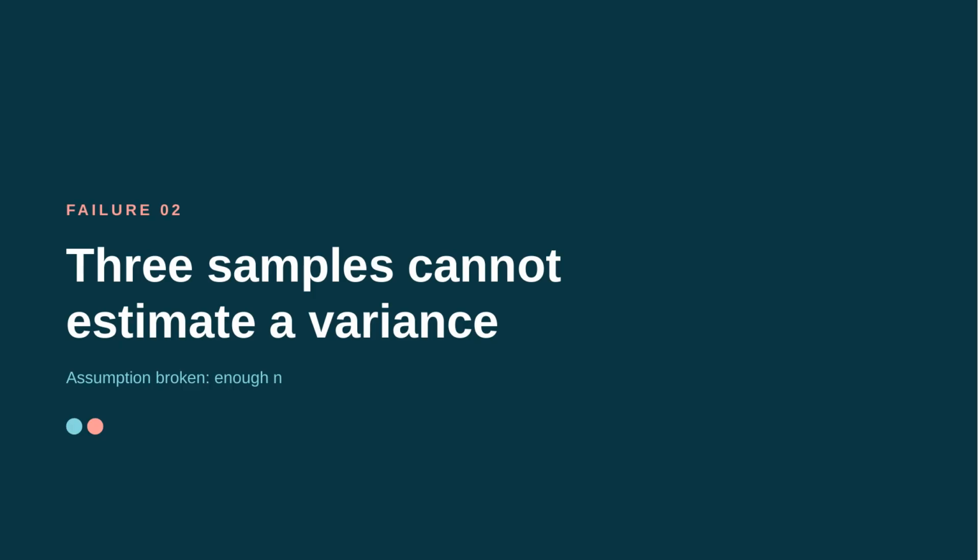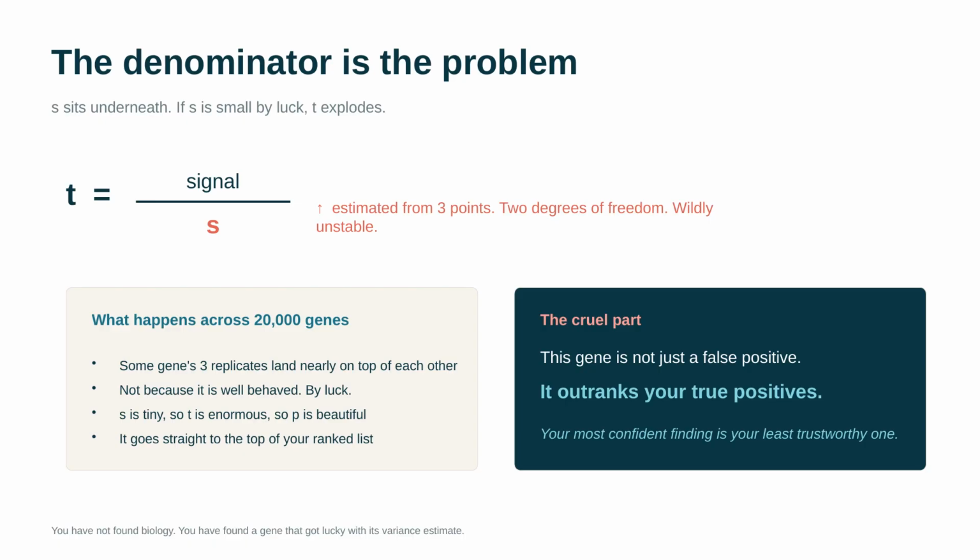Failure 2. 3 samples cannot estimate a variance. This is the failure that does the most damage, and the one people think about least. Look again at where the standard deviation sits. It is in the denominator, which means if S is too small, t explodes. Now, with 3 samples per group, your estimate of S is desperately unstable. It has 2 degrees of freedom. It bounces around enormously from gene to gene, purely by chance.